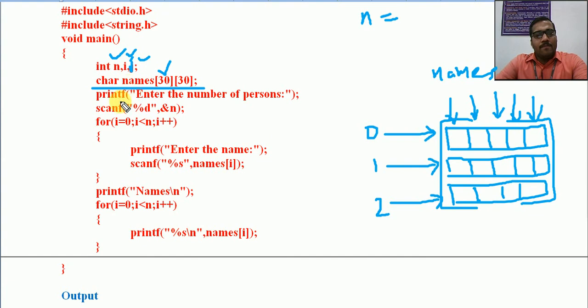Now printf, enter the number of persons. I am entering 3. That means I am having 3 rows, and 3 names must be entered. It is clear, I think. Scanf %d ampersand n. This n is being taken from the keyboard. Now just look at the for loop. Why are we using a for loop here?